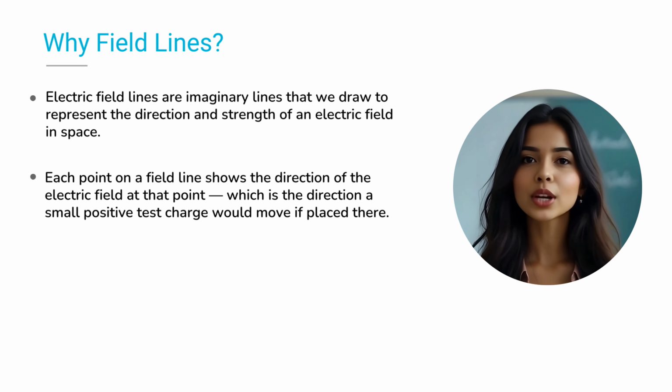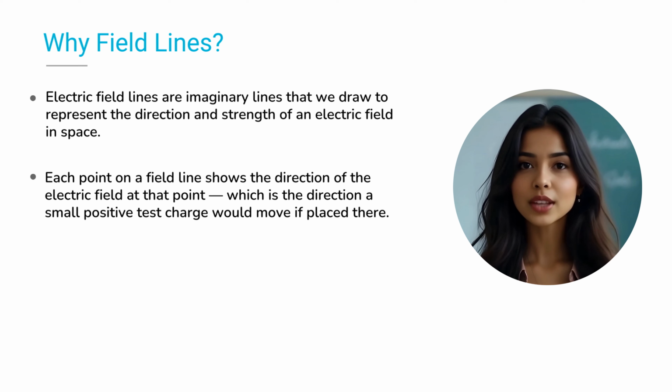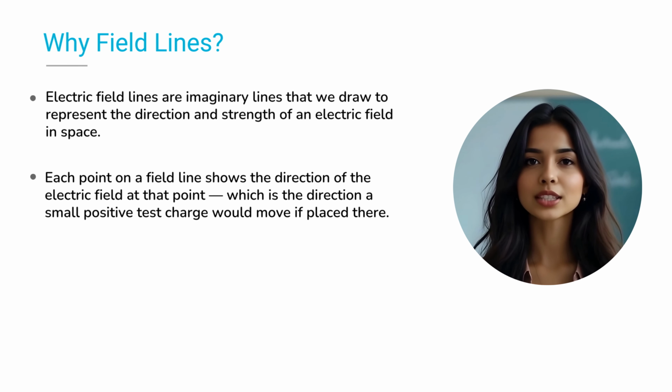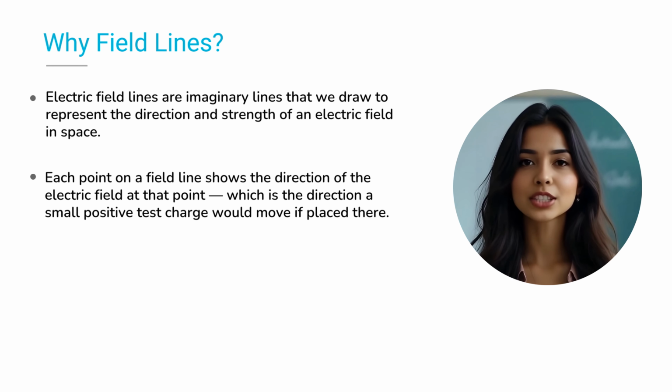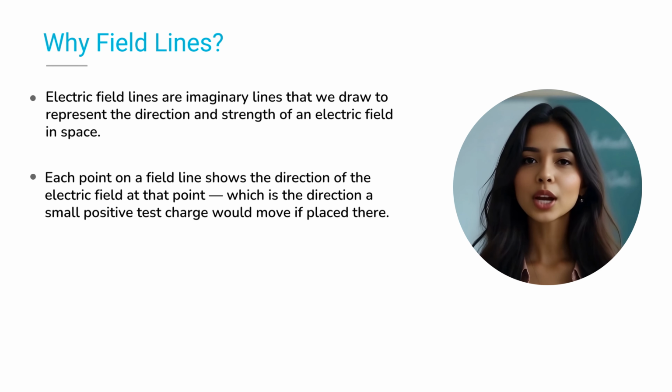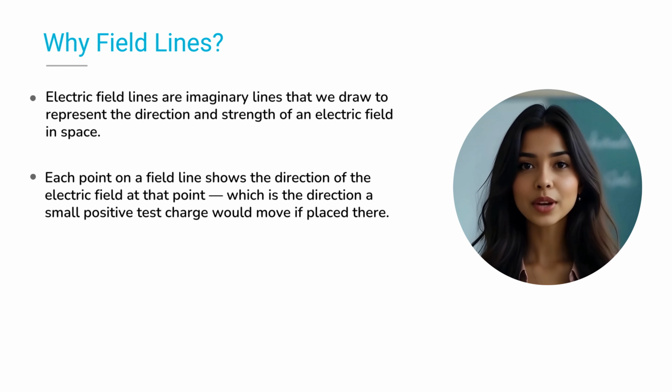Now, how do we visualize something invisible, like an electric field? That's where the concept of electric field lines comes in. Electric field lines are imaginary lines that we draw to represent the direction and strength of an electric field in space. They help us see what's otherwise invisible. Each point on a field line shows the direction of the electric field at that point, which is the direction a small positive test charge would move if placed there.